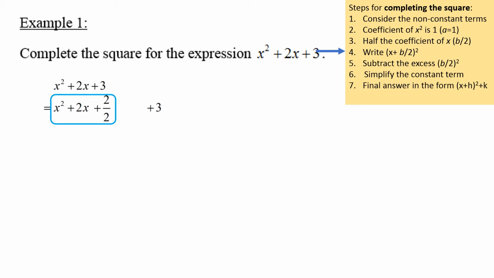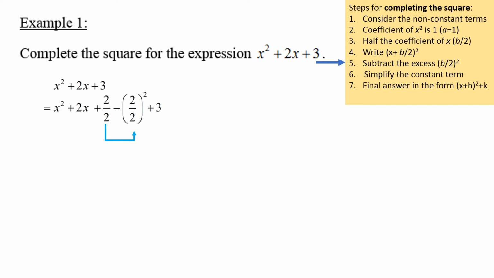Step 4, we are going to write in a perfect square form. Look at the screen, I have circled the first three terms, x squared plus 2x plus 2 over 2, which is what we have got from the previous step. By observation, the three terms in the box will simplify to x plus 1 squared.